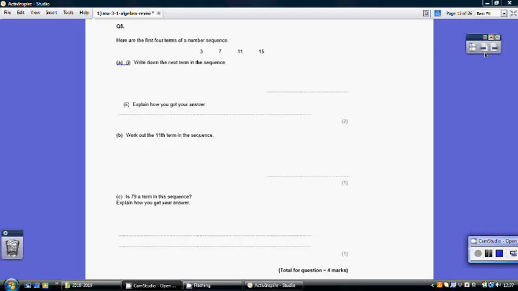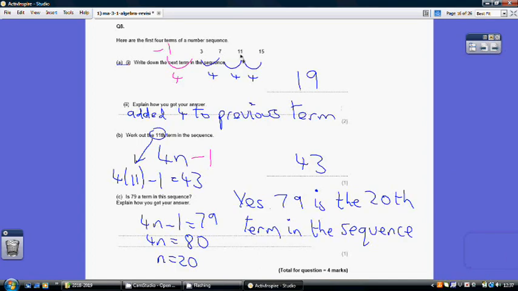Question number 15. So the next term in the sequence is clearly 19 because we're just adding on 4. How did you get your answer? Well, we just added 4 to the previous term. Now, work out the 11th term in the sequence. Well, we could just literally keep on adding 4 until we get to the 11th term, or do it by way of the nth term expression.